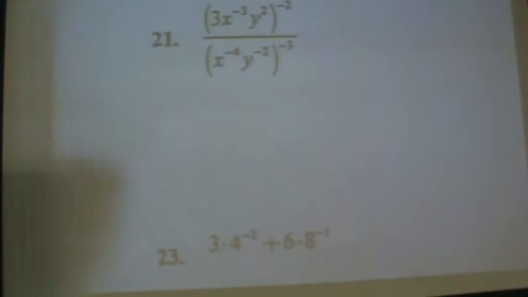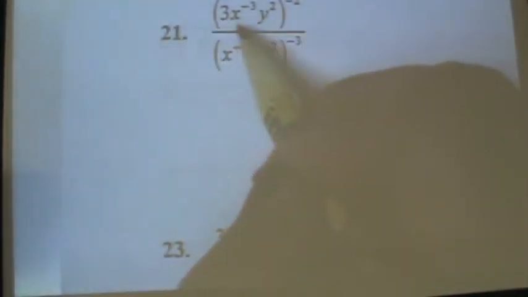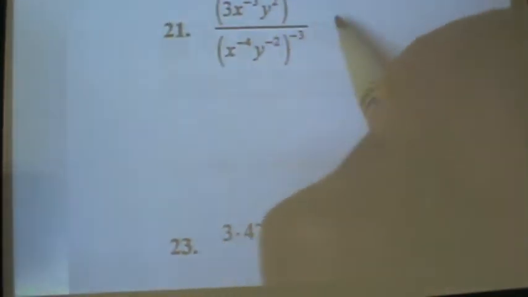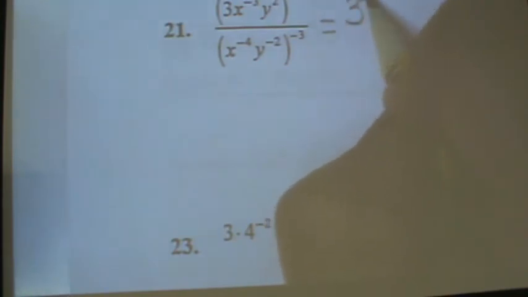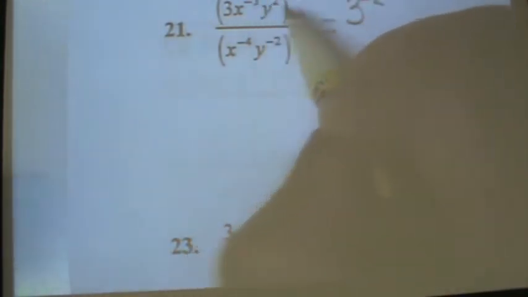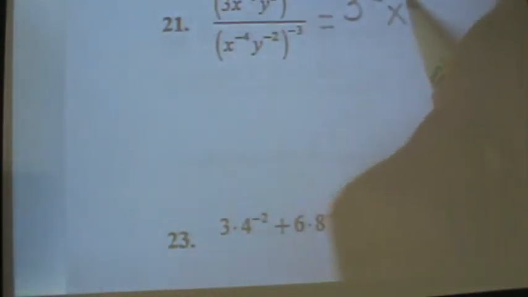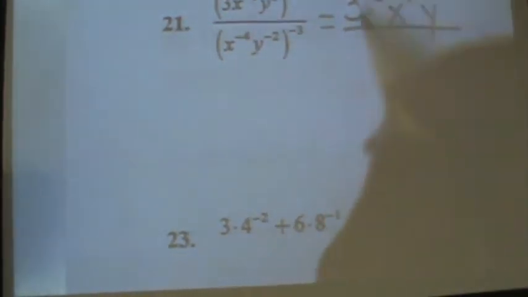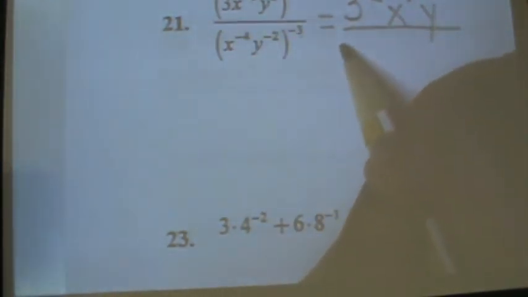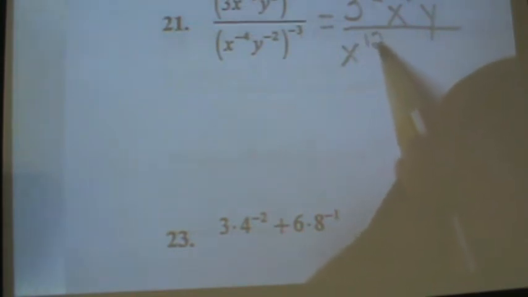21. We have a numerator raised to the -2 power. So we have 3 to the -2, and now we have to multiply these exponents. So x, -3 times -2 is positive 6, and y to the -4, because 2 times -2 is -4. Then in the bottom, -4 times -3 is positive 12, and positive 6 for the y.